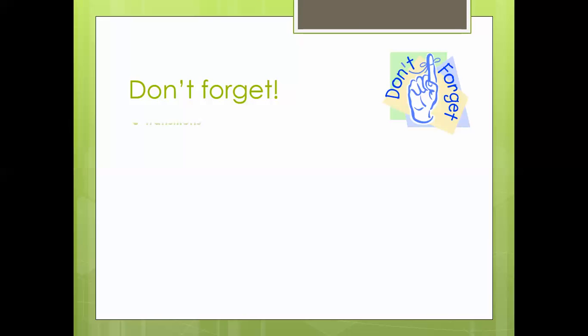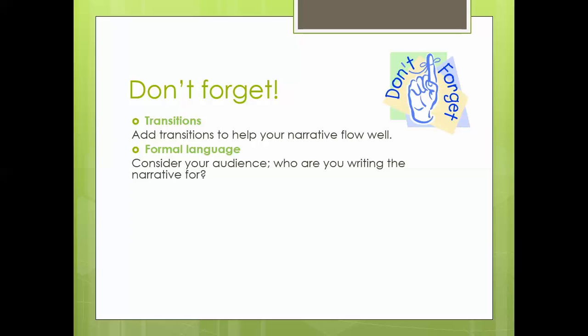Don't forget to use transitions. Add transitions. These help your narrative flow well. Use formal language if you need to. Consider your audience. Who are you writing the narrative for? Use proper word choice. Remove or change slang, cliches, and excessive words.